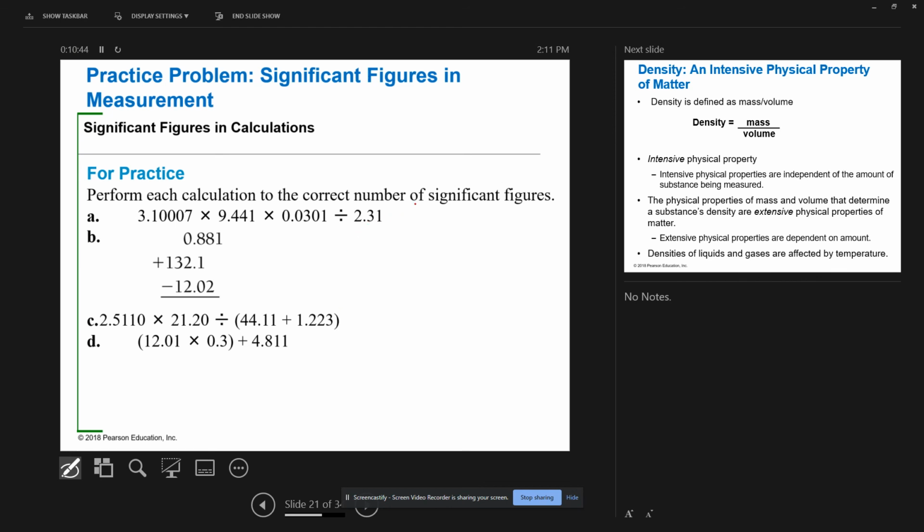Okay, your answers here, this should be 0.381. This should be 121.0, 1.174, and 9.